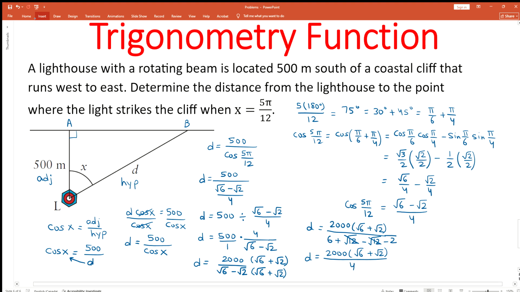We can reduce 2000 and 4. 2000 is evenly divisible by 4. I get 500. So the value of d is equal to 500 times square root of 6 plus square root of 2. And the unit is meters because that's the given unit of length. This should be the final answer for the exact value of d when x is equal to 5 pi over 12. This should be the final answer for this problem. So these are the steps you have to keep in mind to solve this problem.